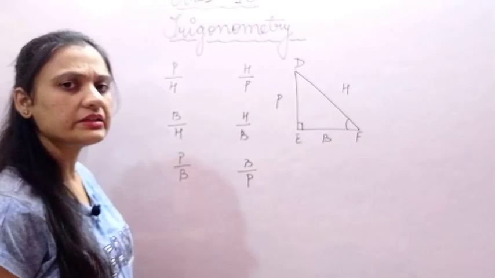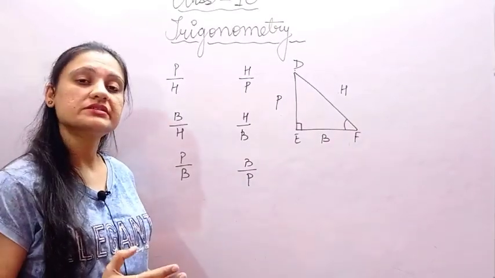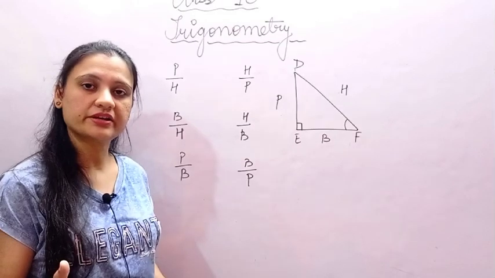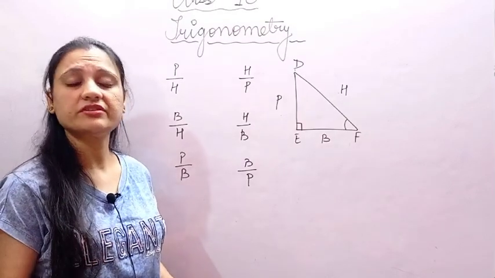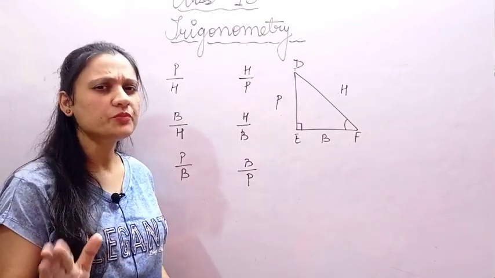Can you find out another ratio? No. That is the reason there are 6 trigonometric ratios. It cannot be 5, it cannot be 7. Okay. So I hope you understood.